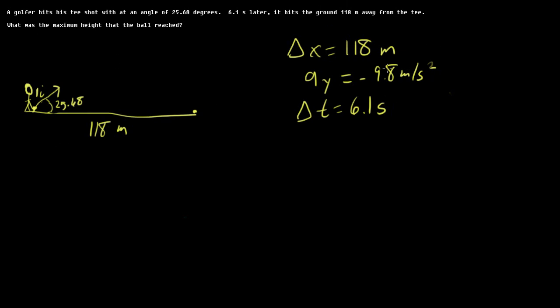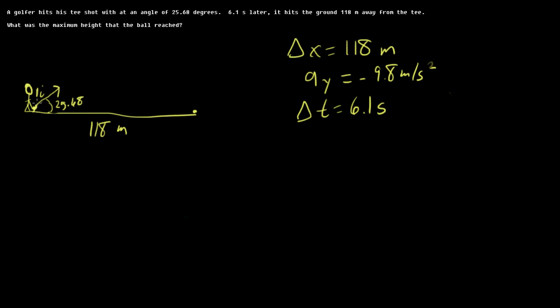I've already written down our knowns. We know delta x. We know acceleration in the y direction. We know the change in time. We know the angle, theta here. And that's it. That's all we know right now. And we want the maximum height the ball reached.